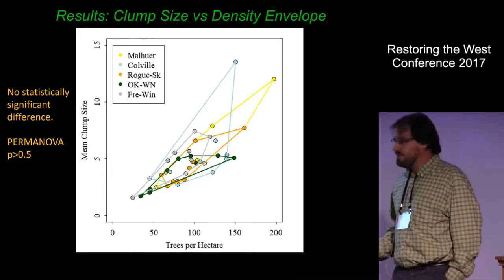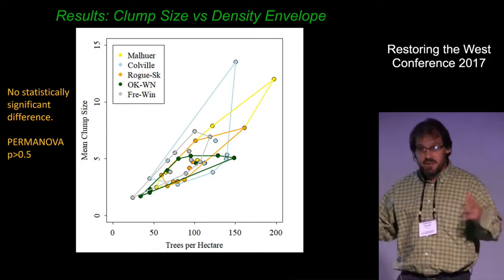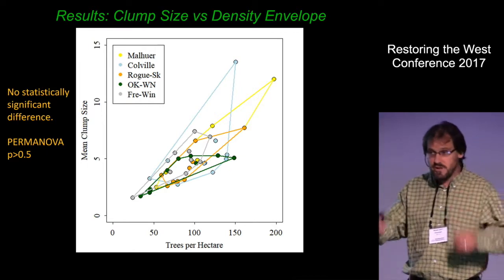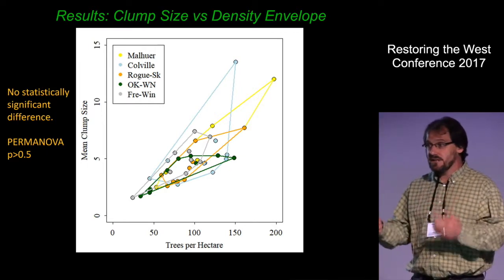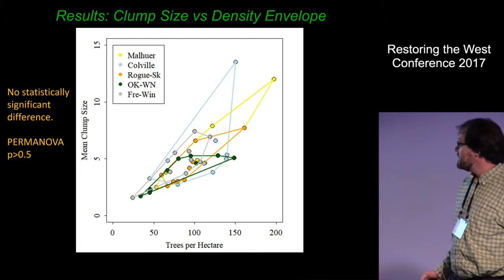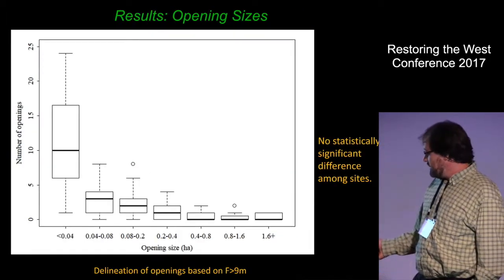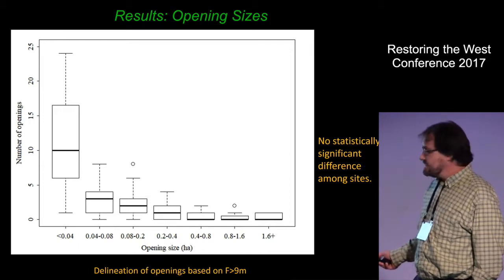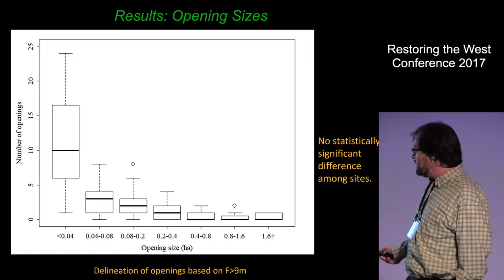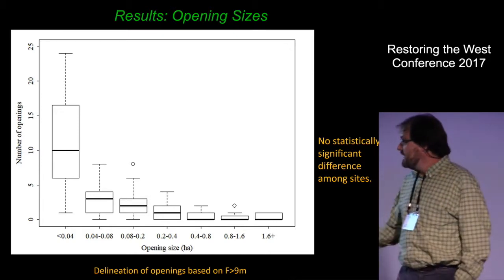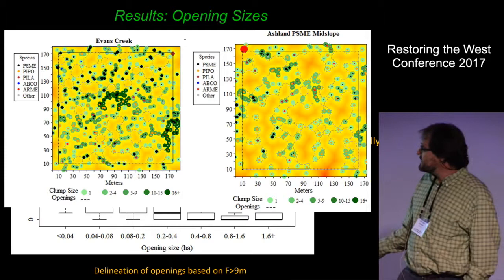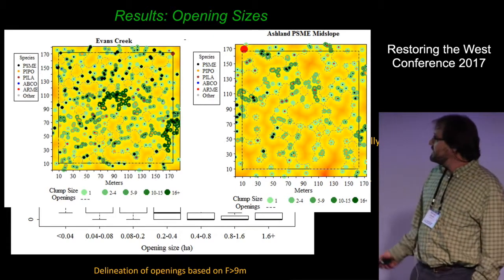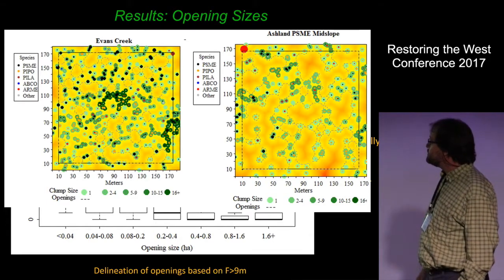And so we feel pretty confident. We haven't quantified everything that was out on the landscape historically by any means, but we feel like we have a pretty good idea of the pattern that exists in most of these frequent fire forests. We looked at openings. Again, we found a pretty common pattern of a lot of small openings, less than about a tenth of an acre, and then some larger openings, but not that many large openings. And again, none of these were statistically different among sites. So some stands have a lot of little openings, and the lower density stands tend to have more openings, you can see here.